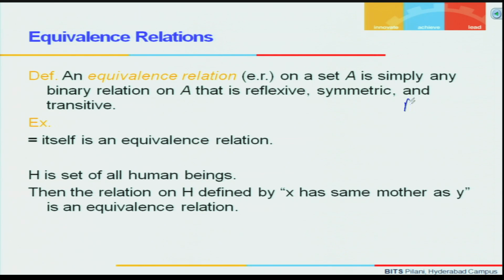You got a set A and say you got a relation that is working on the set, that means R is a subset of A cross A, and say this R is reflexive, R is symmetric and R is transitive. Suppose it has all these three properties, then I say R is an equivalence relation.